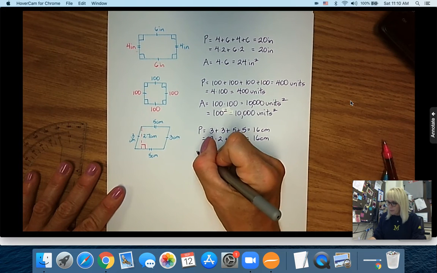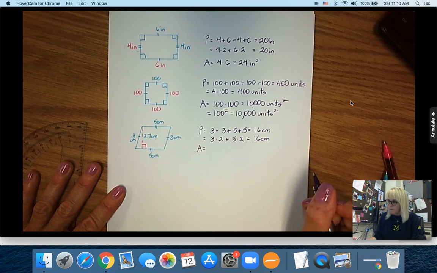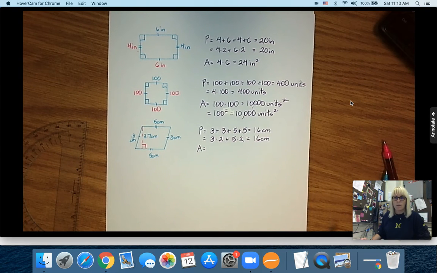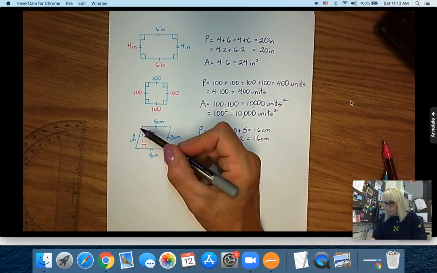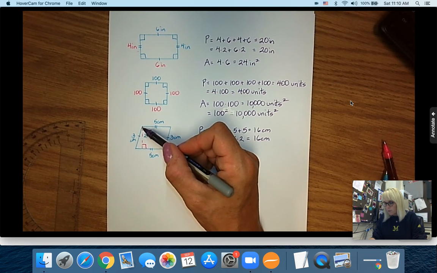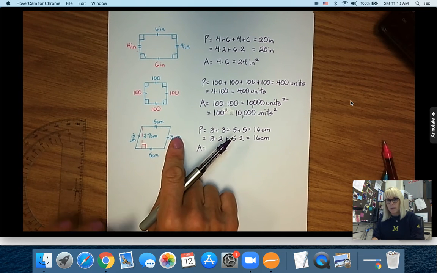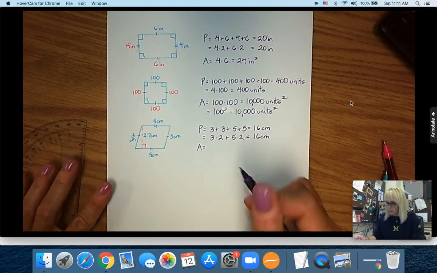For the area, remember, we have to do base times height for all 3 of the quadrilaterals that we are working on. And so this can get tricky. It's clear the height is 2.7, right? And that's the pink line. What people get messed up on here is which number is the base. Well, remember, the base is the side that the height forms a right angle with. So since the right angle is here, that means the base has to be 5 and not 3. 3 is irrelevant to area.